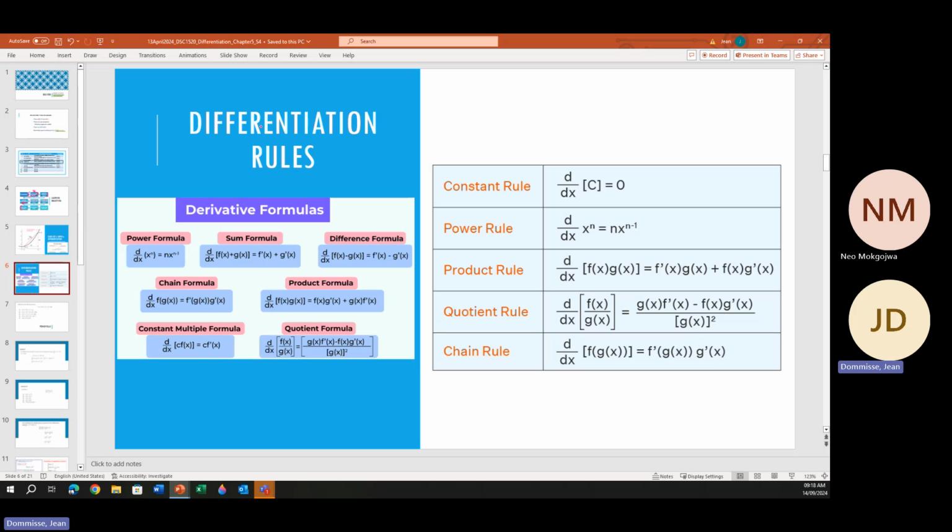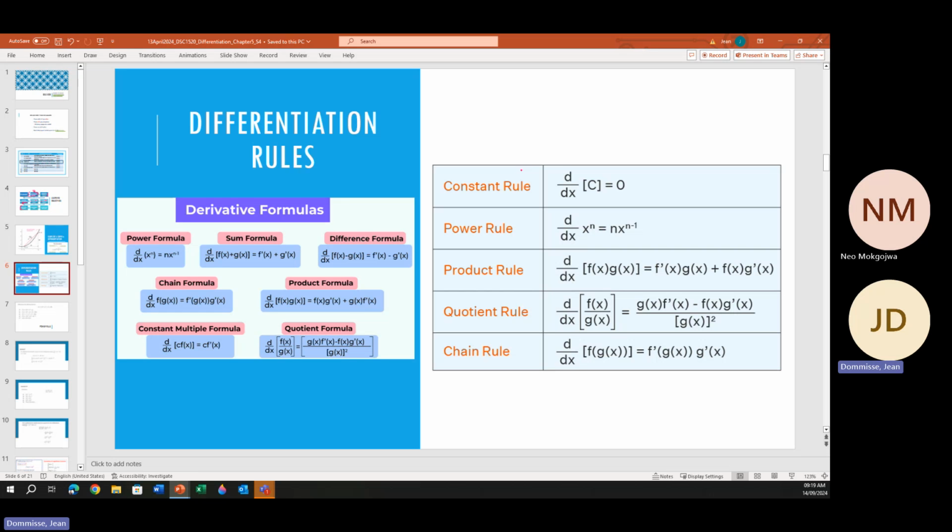Okay, so what I have included for you, and again, remember your exam is open book, so you are allowed to use any of your own notes, any of my notes. So again, this is a nice slide that covers all the differentiation rules.